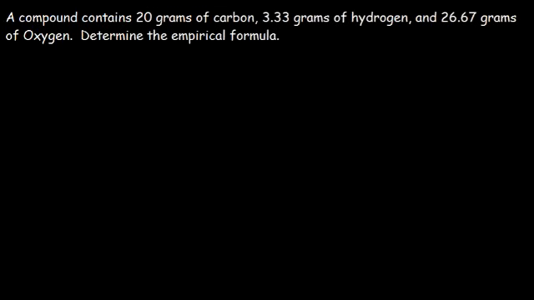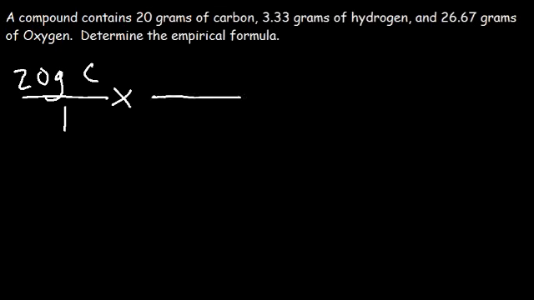Let's say you have a compound and you're given the mass in grams of every element in this compound. How can you use that information to determine the empirical formula? The first thing you need to do is convert the grams of every element into moles. So let's start with 20 grams of carbon. The atomic mass of carbon based on the periodic table is 12, which is also known as the molar mass. So 1 mole of carbon is equal to 12 grams of carbon.